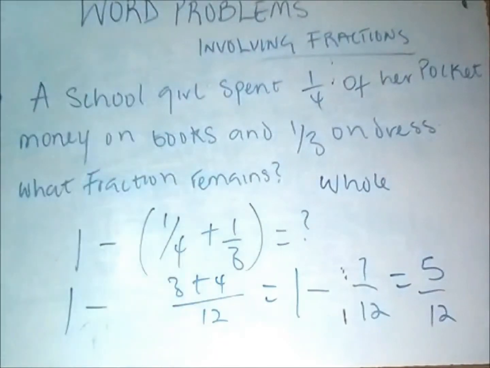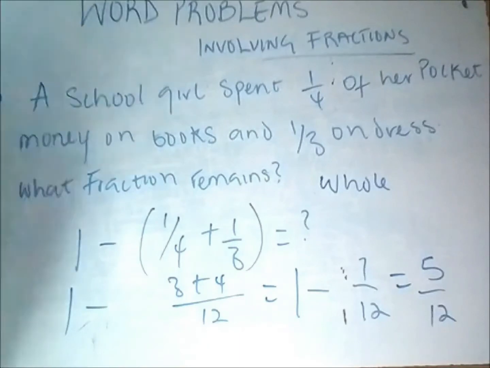So assuming they told us to find the pocket money, we could have said maybe the pocket money is P or X for us to find the pocket money. But since we're looking for the fraction that remains, we'll look at the pocket money as a whole. Then we'll remove the things spent for us to find the fraction that's remaining.